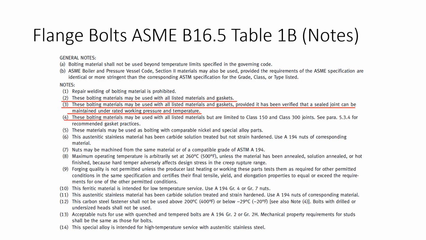Under low strength bolts, these bolting materials may be used with all listed materials but are limited to Class 150 and Class 300 joints. See paragraph 5.3.4 for recommended gasket practices. And finally, under nickel and special alloys, these materials may be used as bolting with comparable nickel and special alloy parts. And Note 10 states that this ferritic material is intended for low temperature service. Use A194 grade 4 or grade 7 nuts.